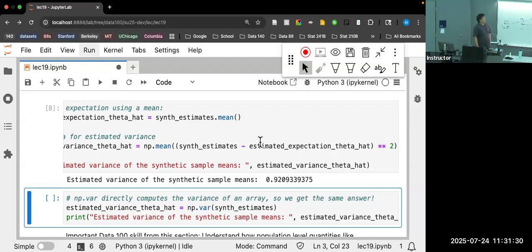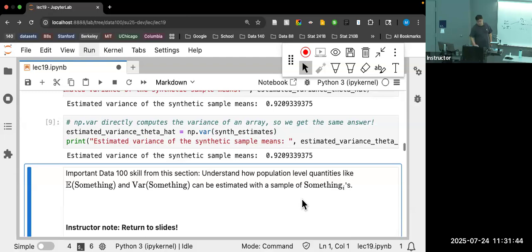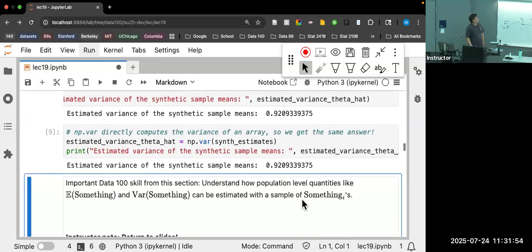0.92. And if you don't want to plug it into this formula all the time, or if you forget what the formula is, NumPy has a variance function that you can just use. So you're really just computing the variance of x bars from the bootstrap sample. So you get the same answer.